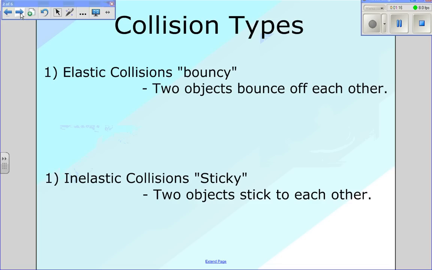First, we're going to talk about collision types. The first type of collision is an elastic collision. When you think of elastic, you should be thinking of springs. If you think back to our energy unit, elastic collisions are bouncy, just like springs are.